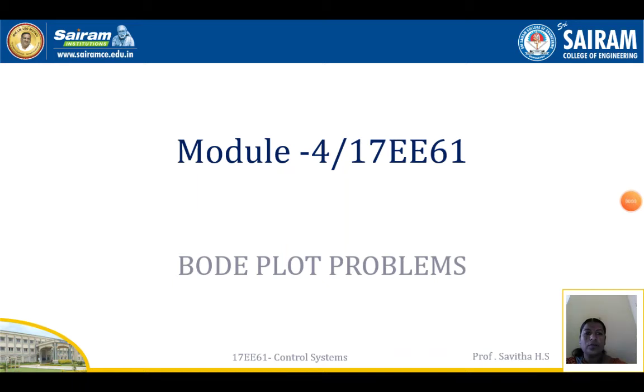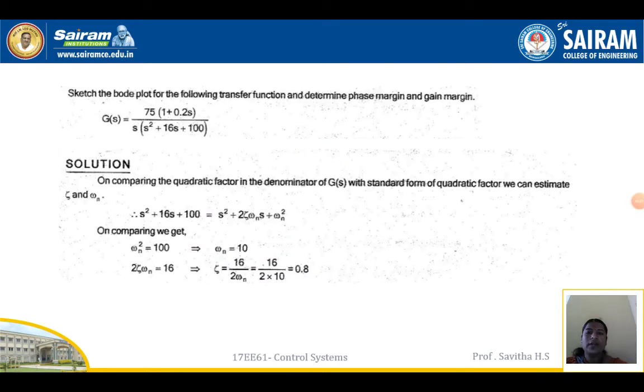We solve Bode problems. So we'll take an example. Get the Bode plot for the following transfer function and determine phase margin and gain margin. G of s is equal to 75 into (1 plus 0.25 s) divided by s into (s square plus 16s plus 100).